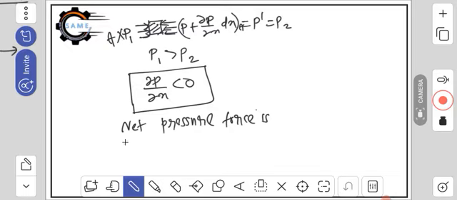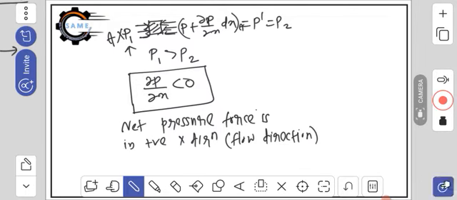The net pressure force is in the positive direction, meaning this pressure is higher, this force is higher and this force is lesser. So I have to take this as negative instead of positive, in the positive x direction. So this is the flow direction.